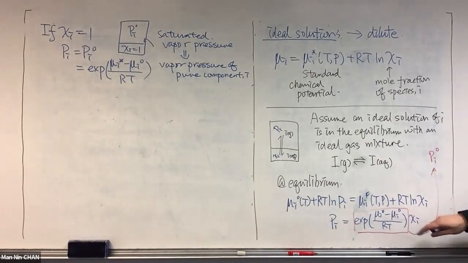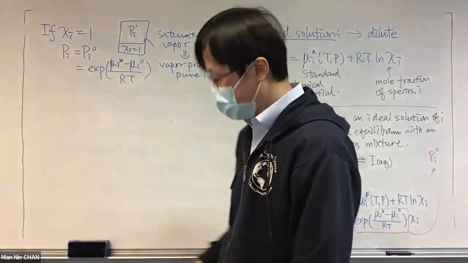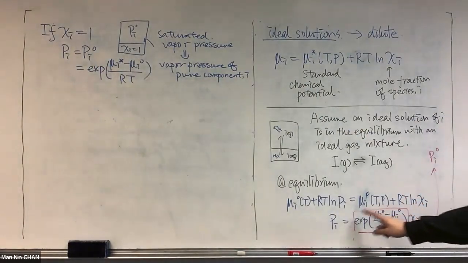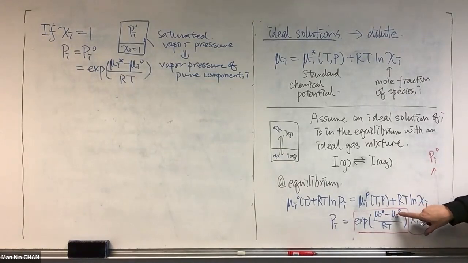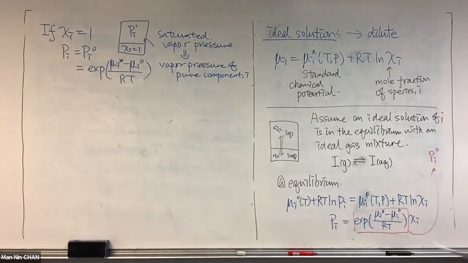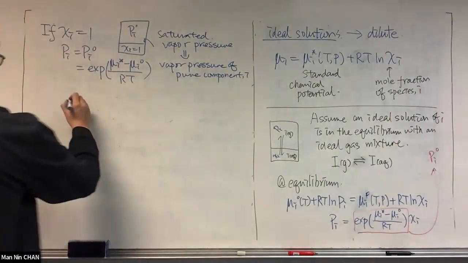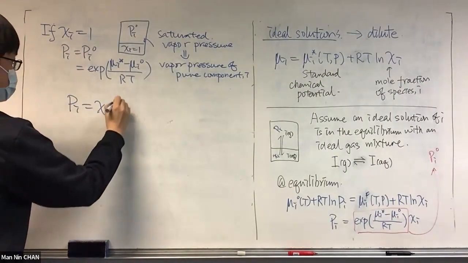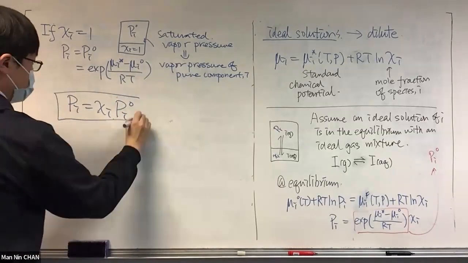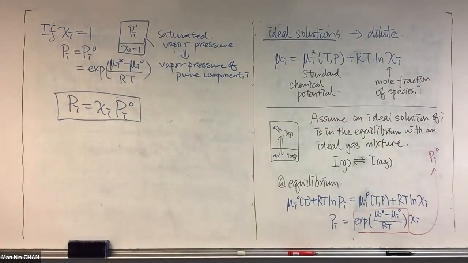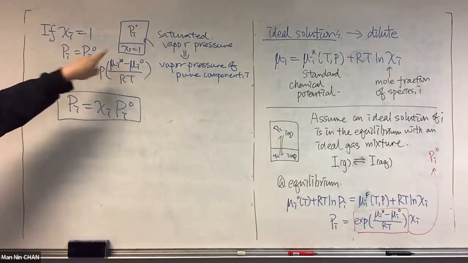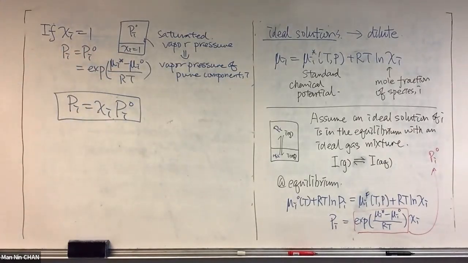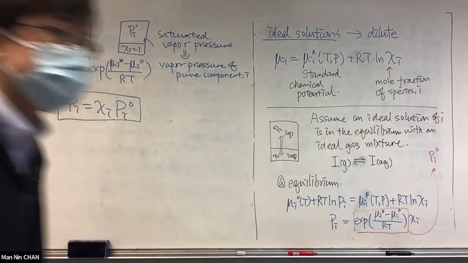And you rearrange this equation. So this will become pi naught. What that means is that the meaning of this term, the difference between two standard chemical potentials divided by RT, is your saturated vapor pressure, or the vapor pressure of your pure component A here. So the meaning of this term is just the saturated vapor pressure of your pure component A.